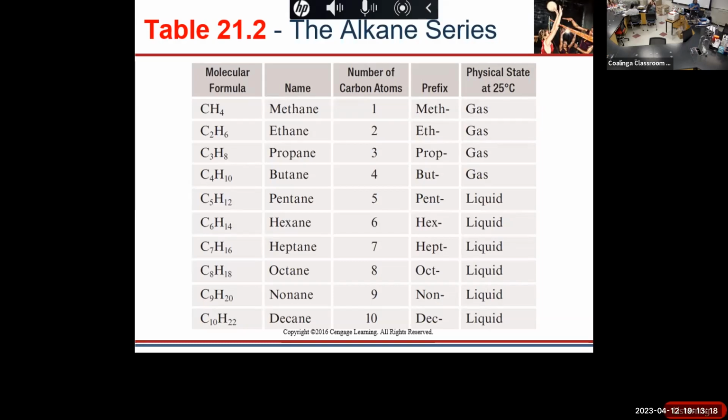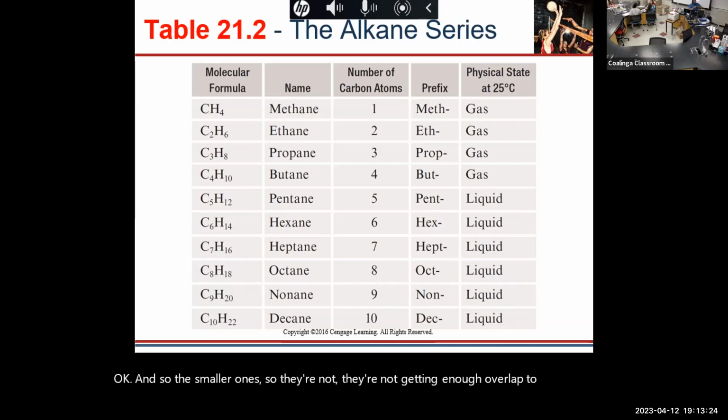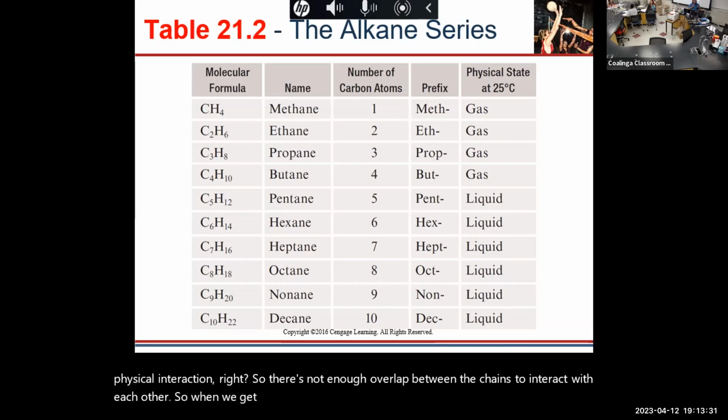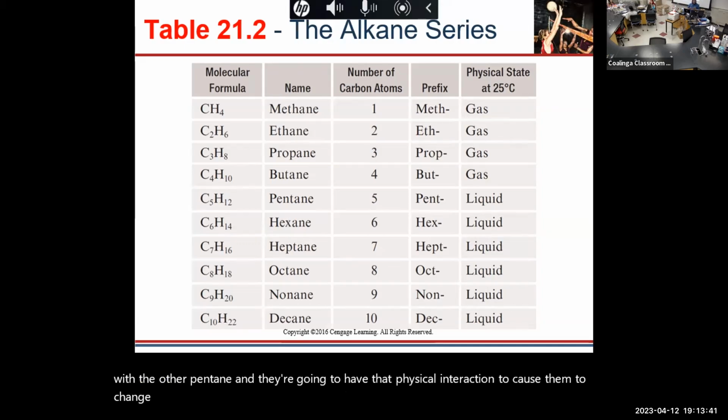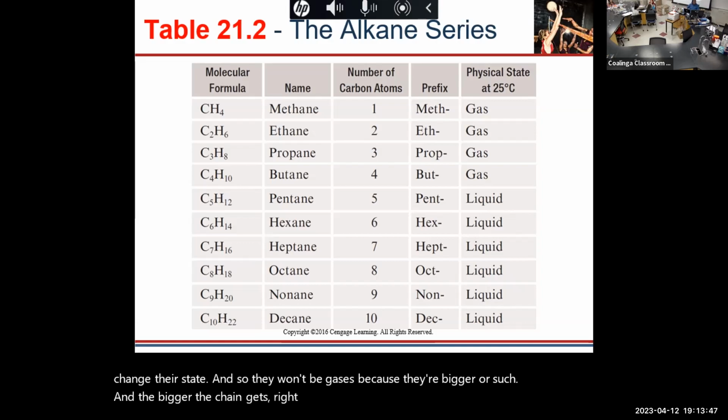And so the smaller ones, they're not getting enough overlap to cause that physical interaction, right? So there's not enough overlap between the chains to interact with each other. So when we get bigger, you could have a chain of pentane, one pentane interact with the other pentane, and they're going to have that physical interaction to cause them to change their state. So they won't be gases because they're bigger, essentially. And the bigger the chain gets, right, the more interactions that you're going to have.